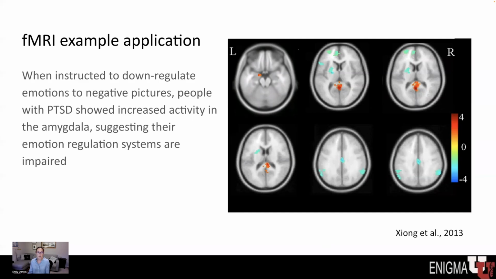While they were doing this, people with PTSD showed increased activity in the amygdala. That's this cluster right here, which is an important region for fear response. So this is relative to people who did not have PTSD. Their amygdala was more active when they were told to regulate their emotions. So this suggests that their emotion regulation systems are impaired, and that might be contributing to, or coming from, a bit of both, their PTSD.